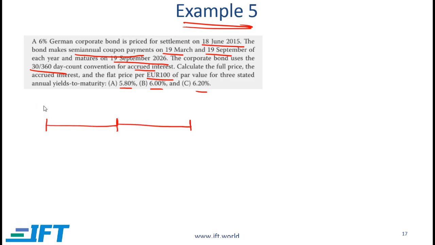The coupon dates are 19th March and 19th September. The settlement date is 18th June. So this is March, April, May, June. So we can see this is roughly in the middle of the coupon period. So this is 18th June.